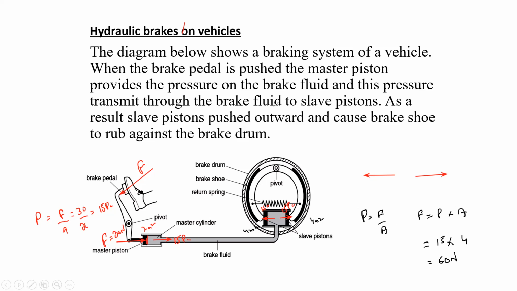So because of this fluid, there is a 60 Newton force towards the right hand side, and there will be a 60 Newton force towards the left hand side. Due to this 60 Newton force towards right and left, these brake shoes will come in contact with the wheel, and as they come in contact with the wheel, due to the friction, the wheel will stop.